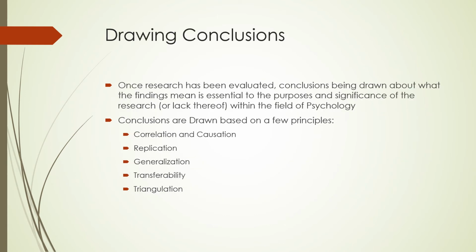And so once you've looked at and evaluated how the research was set up, you're going to go into how you draw conclusions from the data that they received. And there's a few different principles that allow someone to draw conclusions. And we'll talk about them in the next several slides. We've talked about correlation and causation on some small fronts, but they are important for how you draw conclusions. Replication, generalization, transferability, and triangulation.